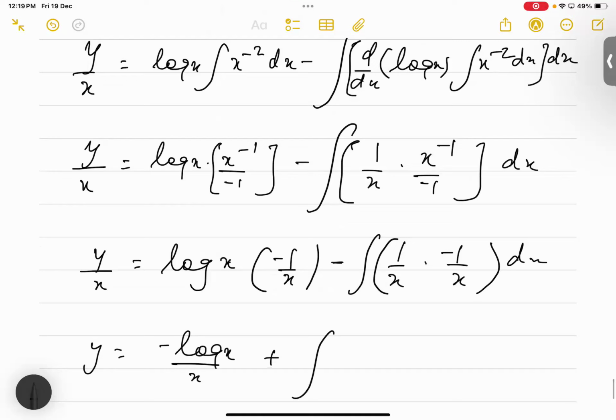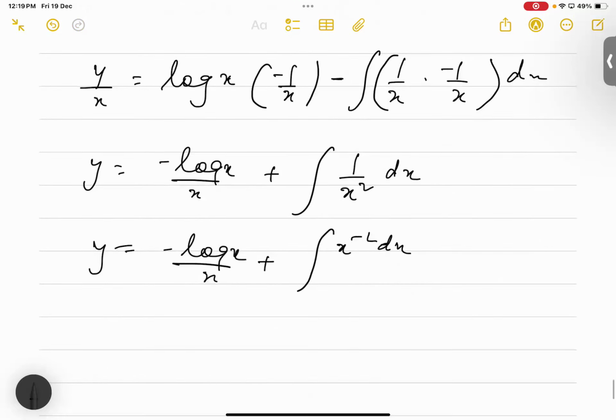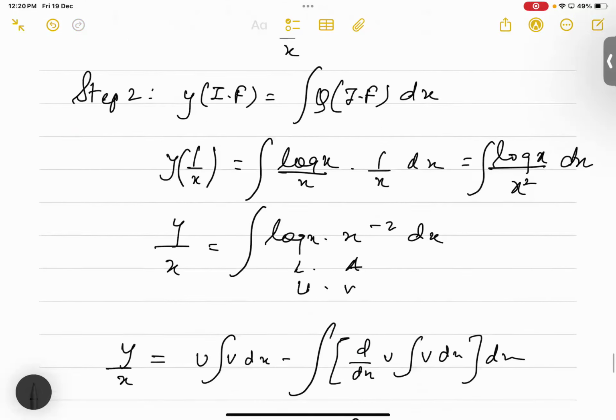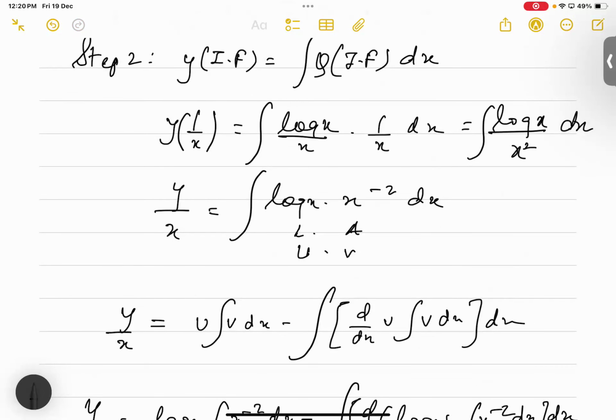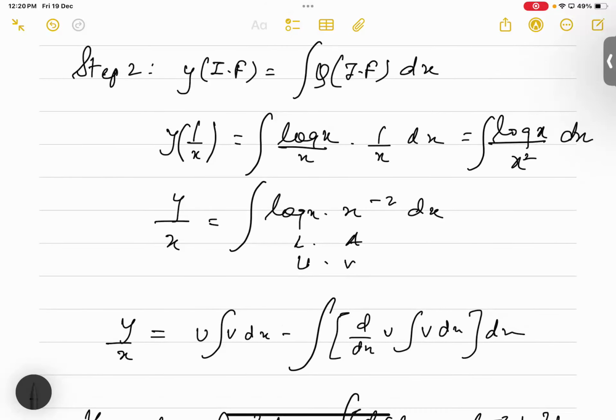Y is equal to minus log x upon x. This became plus. Can someone tell me how this became plus? This minus and this minus, multiplication is there, no? So it's plus. Okay. So what about this part? How to integrate this 1 upon x square? Anyone? X raised to -2, it's the same. And this is the same thing. X raised to -1 upon -1, then -1 upon x. Okay, start copying. If I have to scroll, please tell me.